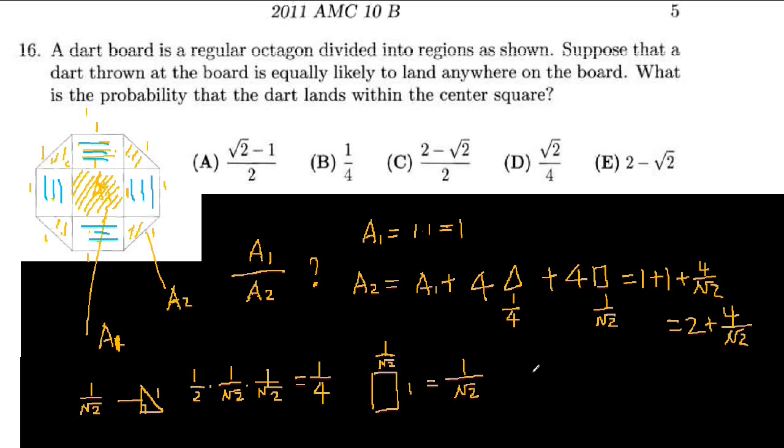So the probability is A1 divided by A2. A1 is 1, A2 is 2 plus 4 square root 2, which is square root 2 over 2 square root 2 plus 4.